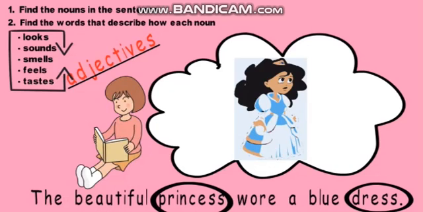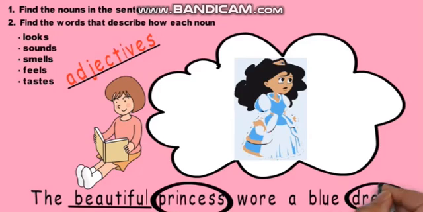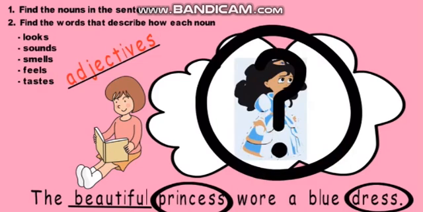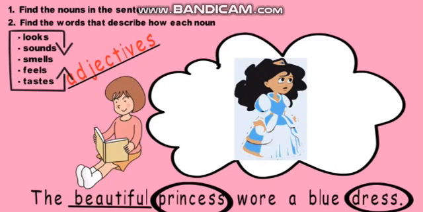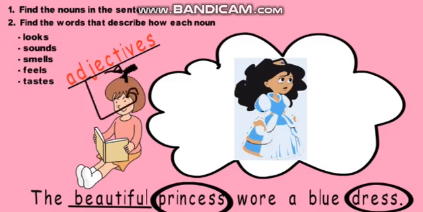How does the princess look? Beautiful! The princess looks beautiful. Beautiful is an adjective. Can you find another adjective in this sentence? Dress is our other noun. Do you see a word that describes how the dress looks, sounds, smells, feels, or tastes? Blue! The dress looks blue. Beautiful and blue are the adjectives in this sentence.